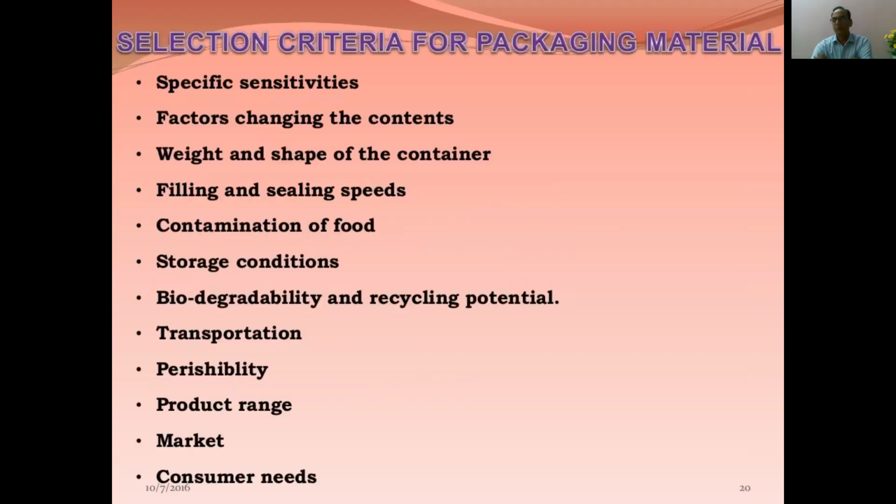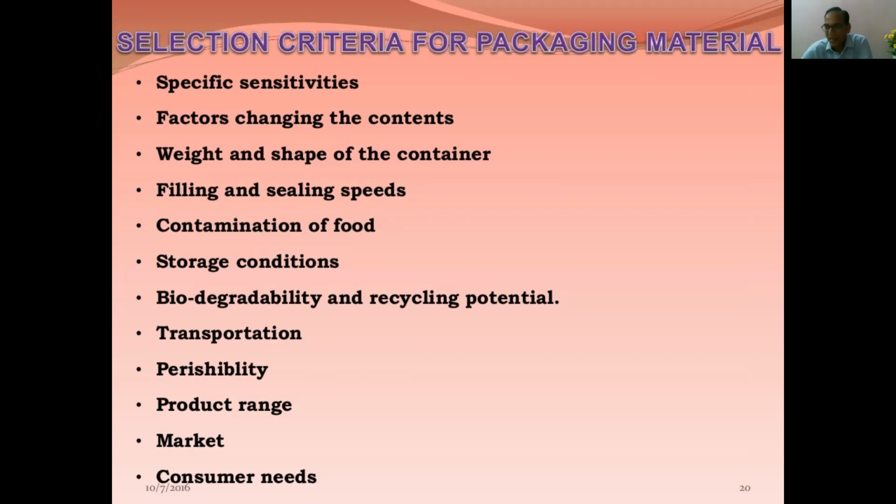Selection criteria. The first criterion is what I am going to pack. Either it is a liquid, viscous, solid, semi-solid, gel, coagulated product, or what. Then what are the various factors? What is the nature of the product? What is the perishability of the product? Where do I transport it? Where are my end consumers? How is my market? What transportation facilities are available? And then comes the recyclability of the material. So all these factors are counted while selecting a packaging material.